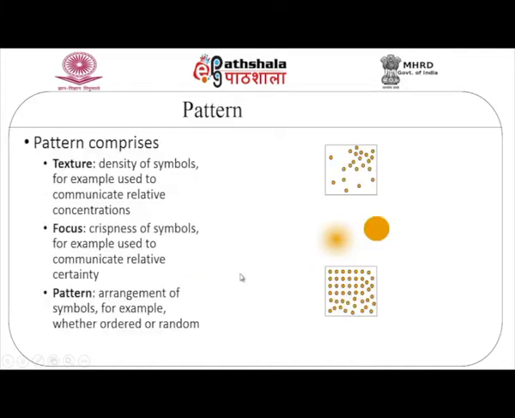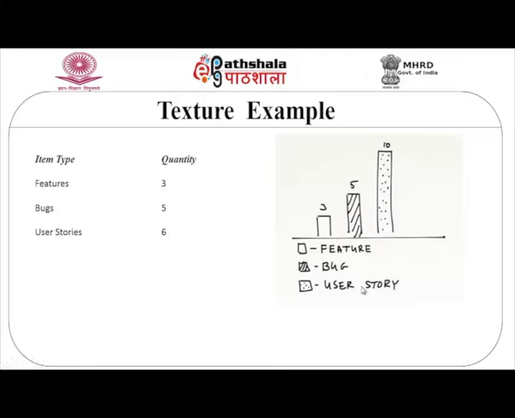Next one is a pattern. The pattern comprises of the texture, which talks about the density of the symbol, for example, which is used to communicate the relative concentrations. The pattern may also comprise of the focus, that is the crispiness of the symbol, for example, which is used to communicate the relative certainty. The pattern as such is an arrangement of symbols, for example, whether it can be in an ordered form or it can be in a random fashion.